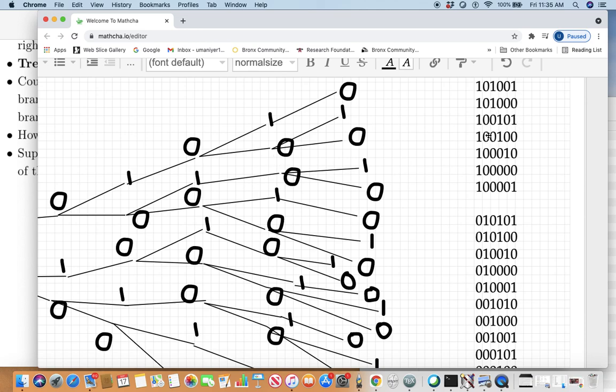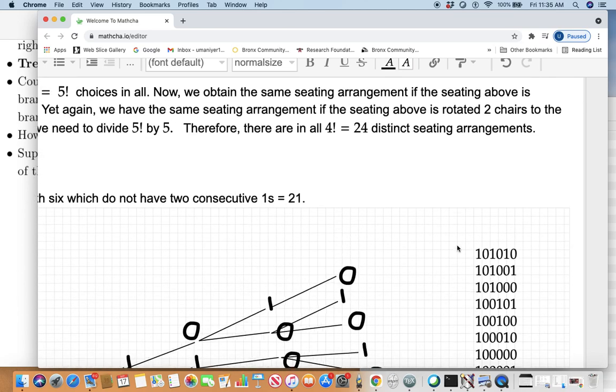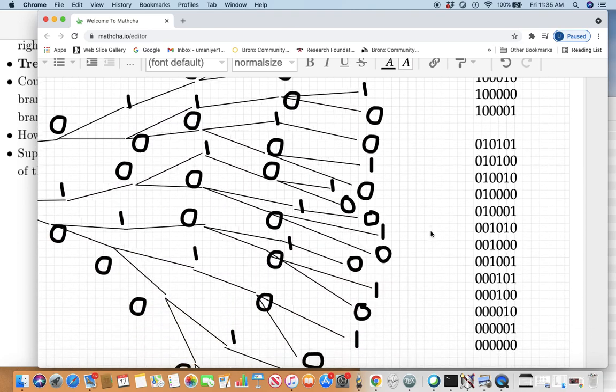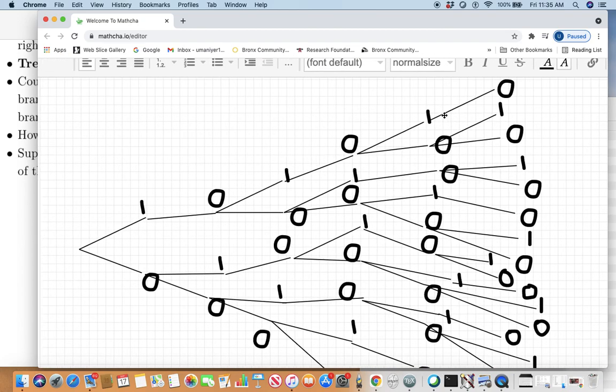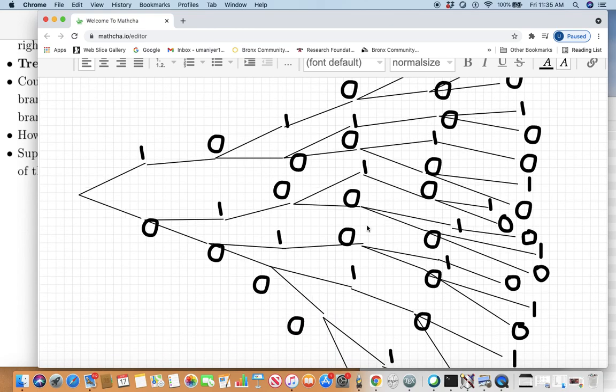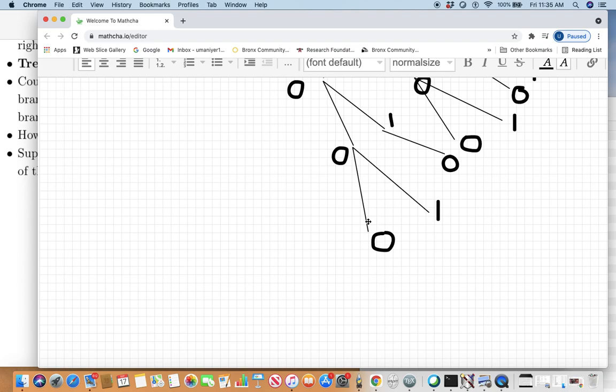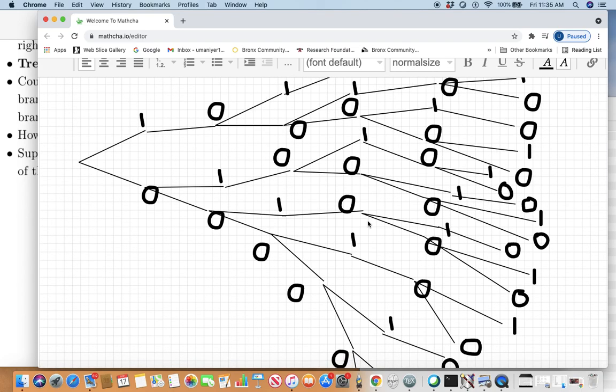You can keep counting like this. There should be 21 in all. And these are the possible branches. So remember, we don't have any branch where there is a 1 followed by a 1. So a tree diagram is a handy way of visualizing your different options, different strings.